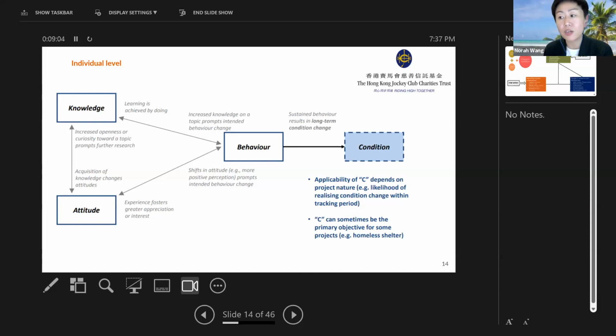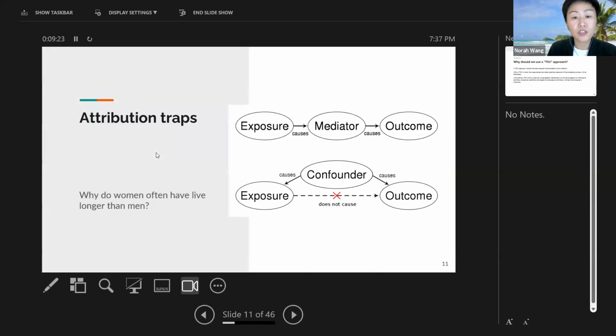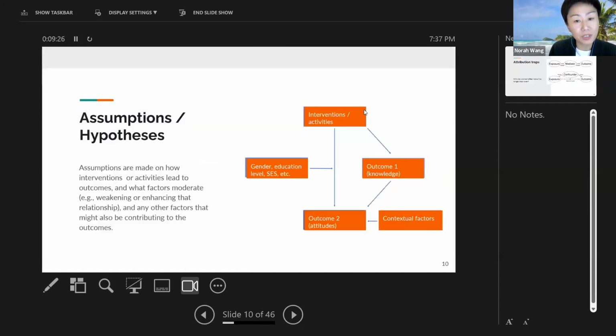The conditions could be quality of life, living conditions, or the quality of their relationships. These are all conditions. If you refigure the Jockey Club's BCK model into this, you can see we have the interventions. With the interventions, we want to change their knowledge, and we also want to change their attitude and behaviors. Through drawing these kinds of diagrams, we can articulate our theory of change and what variables are moderating and mediating the relationships between those factors, okay?